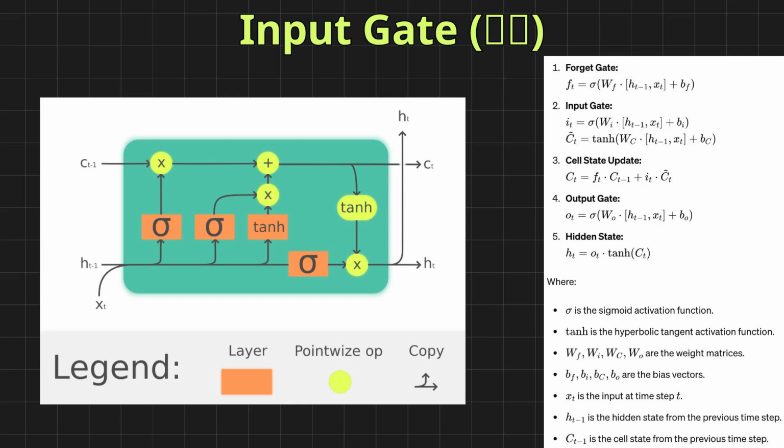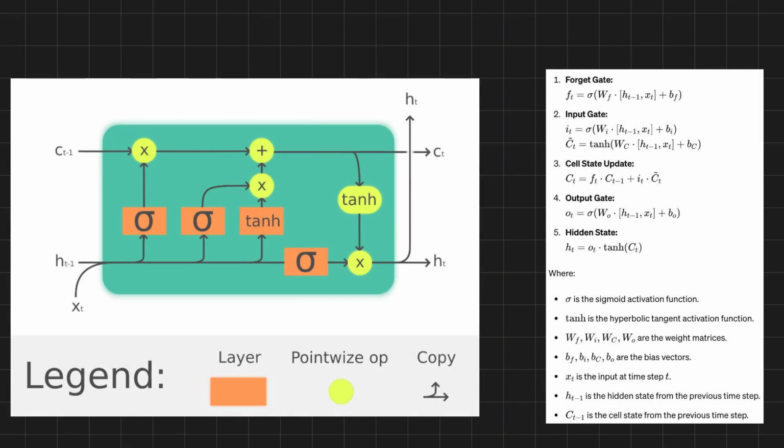The sigmoid layer decides which values to update, and the tanh layer creates new candidate values to be added to the cell state. Cell state represents the memory of the network. The cell state is updated by combining the old cell state, scaled by the forget gate, and the new candidate values, scaled by the input gate.